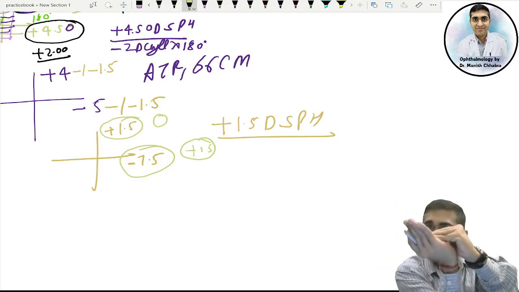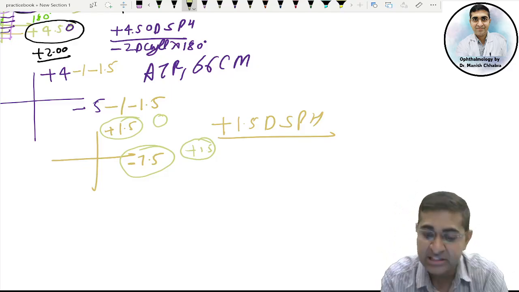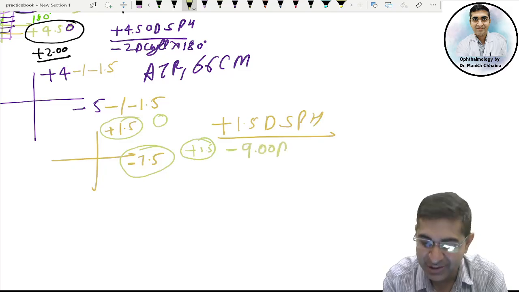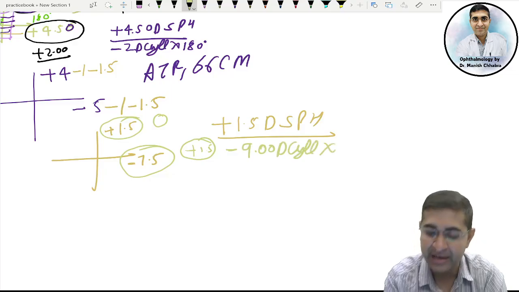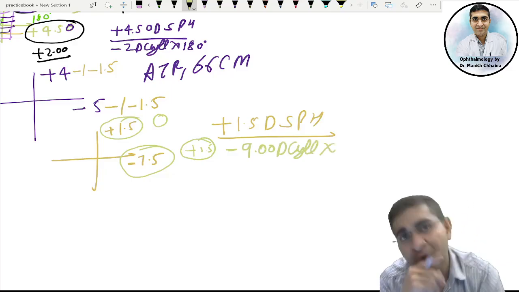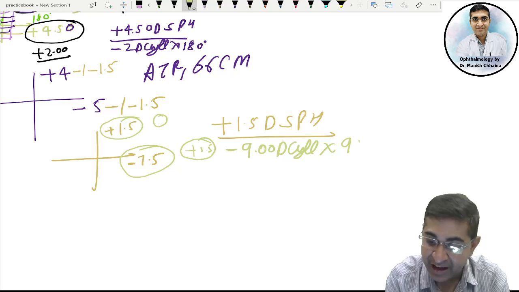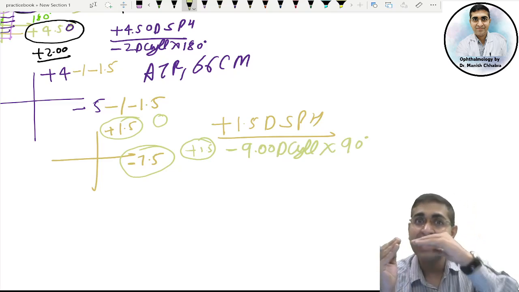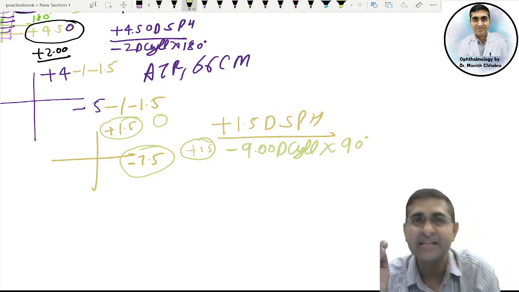Yes. Then from 0, you will go towards -7.5. So you are going to give -9.00 diopter cylindrical at 90 degree. Or 180 degree at 90 degree, because you need to give this power at x-axis. So you are going to place it at y-axis now.